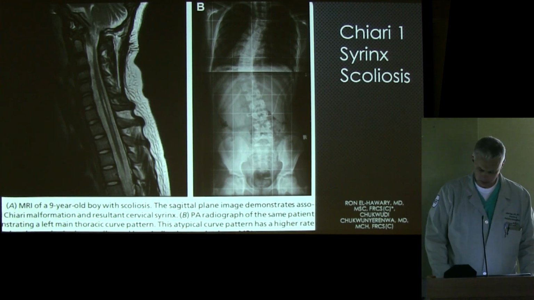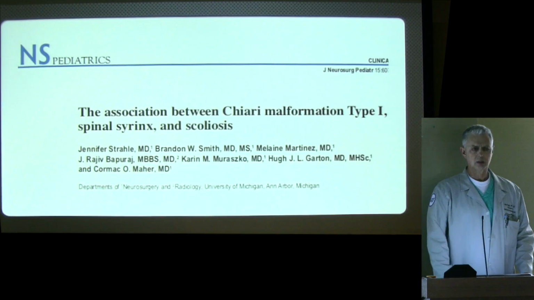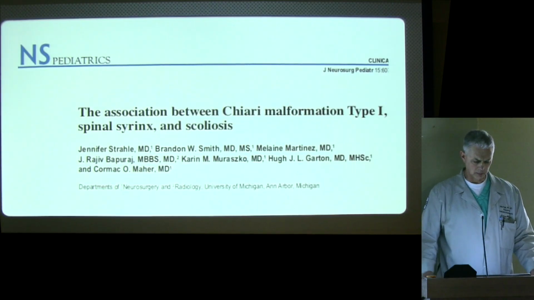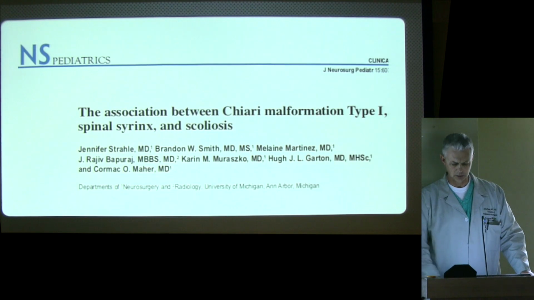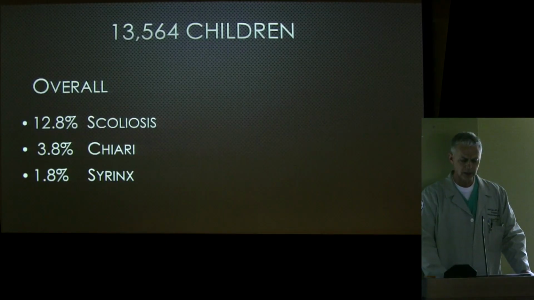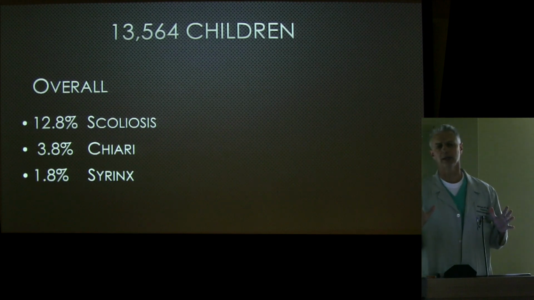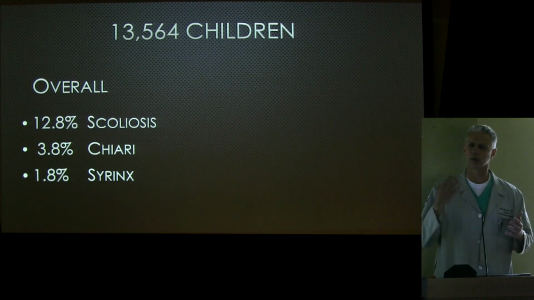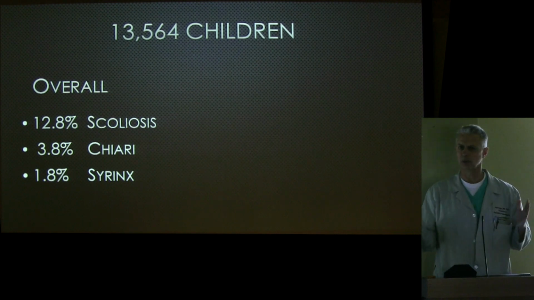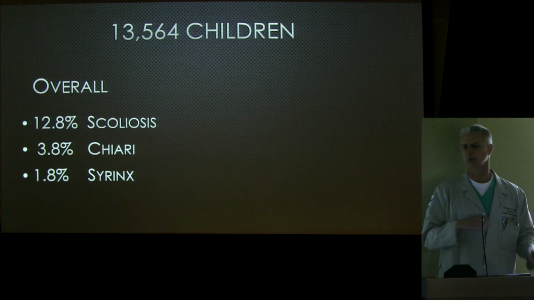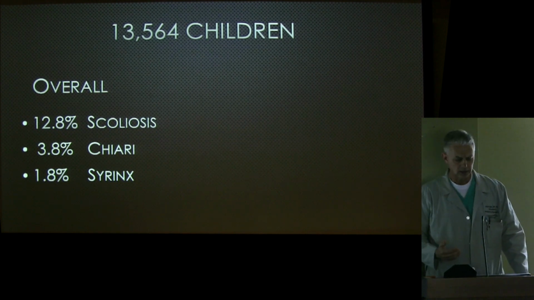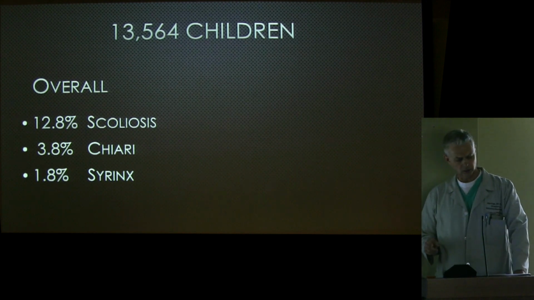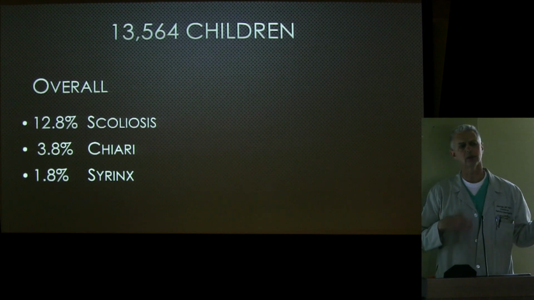So this is what we sometimes see with, this is a great article by Cormac Maher and Karen Marasco from University of Michigan, and they looked at this relationship between the different factors. And they took all kids that came in there that had an MRI done for cervical MRI or brain MRI, and they just looked at them and see what's the incidence of how often, when you just look at everybody's MRIs, would you find a Chiari, would you find a syrinx, scoliosis? And this is what they found. Now I said that, you know, scoliosis is only about 3% in the population, and they have 12.8%.